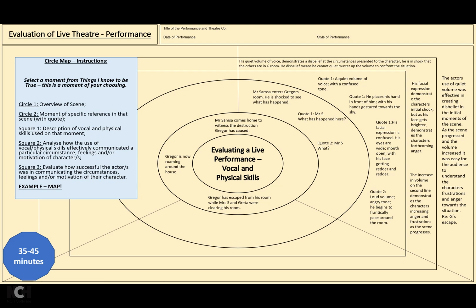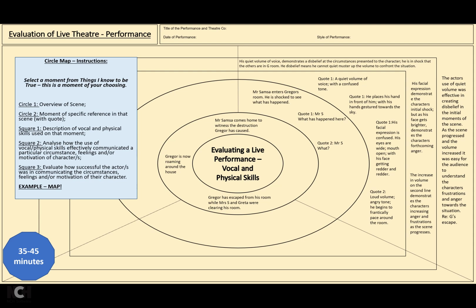So again, for you, all you need to do is you go quote moment, you go then a description of that character and the skills that they use. So that would be, in this case, vocal and physical skills, but it could also be space because they're the requirements of the question. And then finally, we go on to the analysis. So what does that mean? Analyse how the use of vocal, physical skills and also space effectively communicated a particular circumstance, feeling or emotion of one or more characters within the scene.